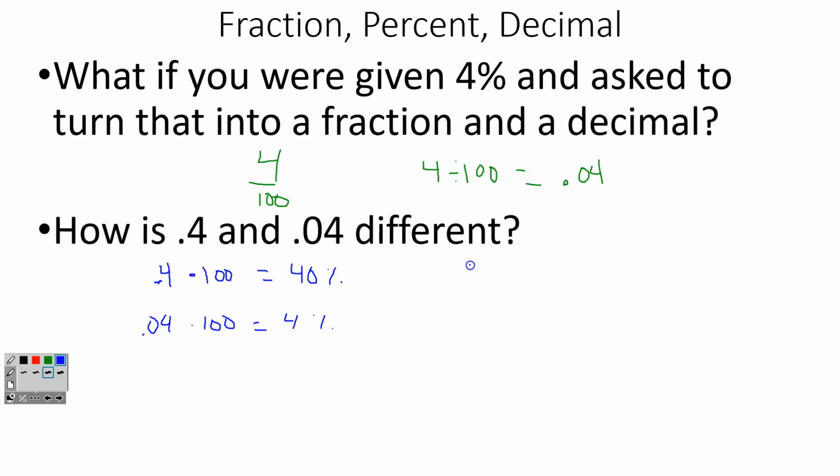If I were to put it as a fraction, 40% would be 40 over 100, and 4% would be 4 over 100. So they are very different. If you get confused by it, the best thing to do is to turn them into a percent or a fraction and see how they are different.